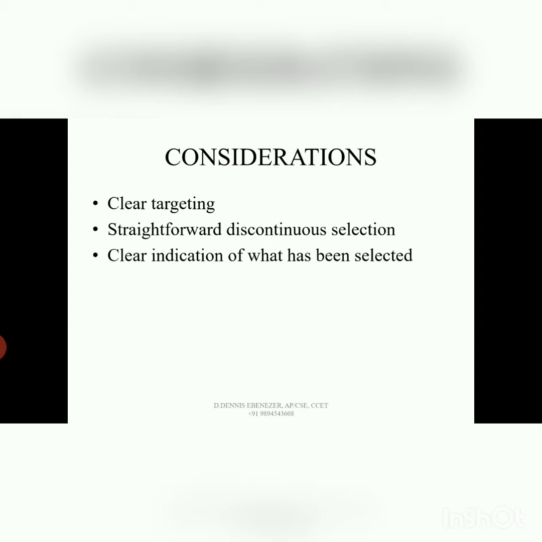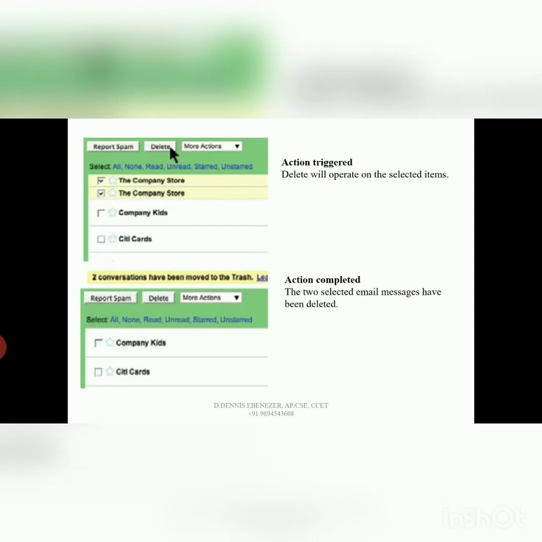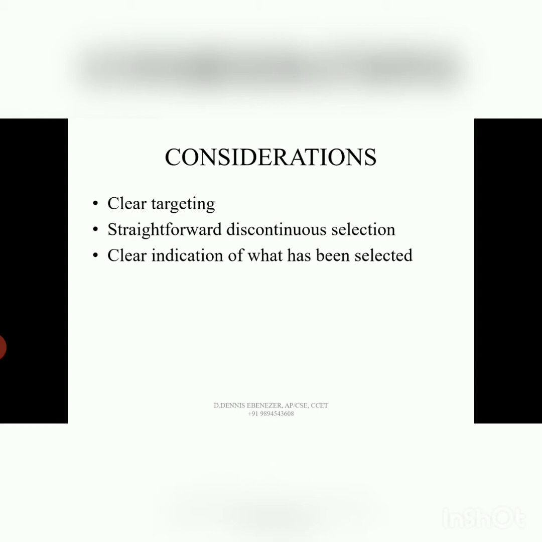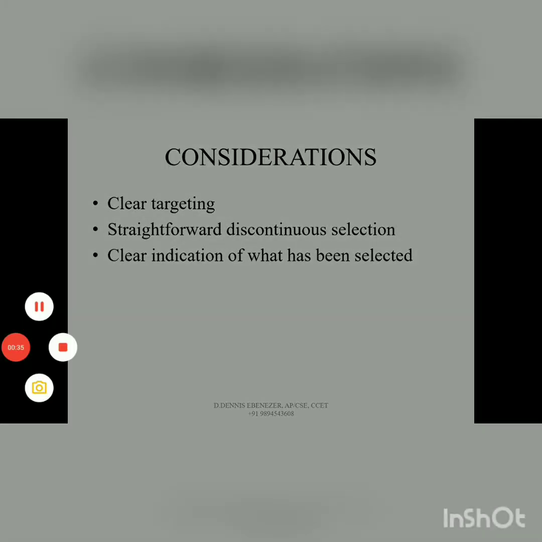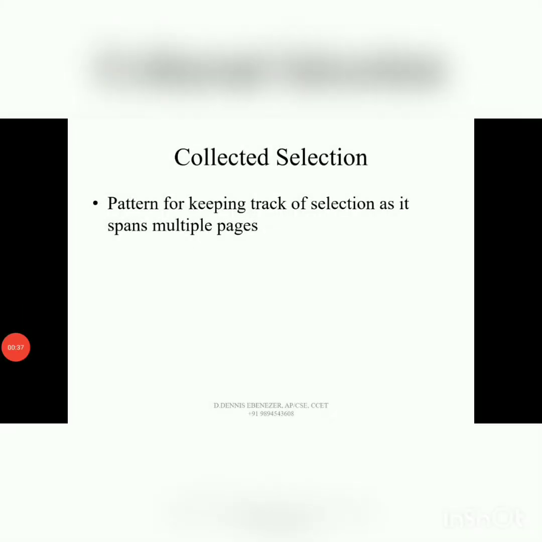The third one is clear indication of what has been selected, which is nothing but showing the selected items using a method. The next one is the collected selection.